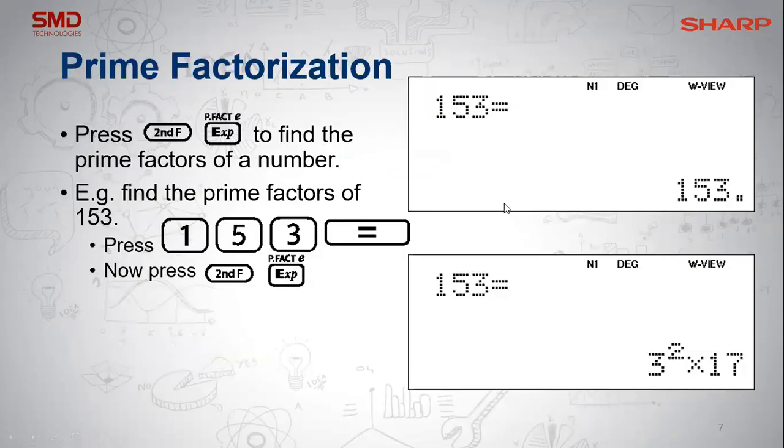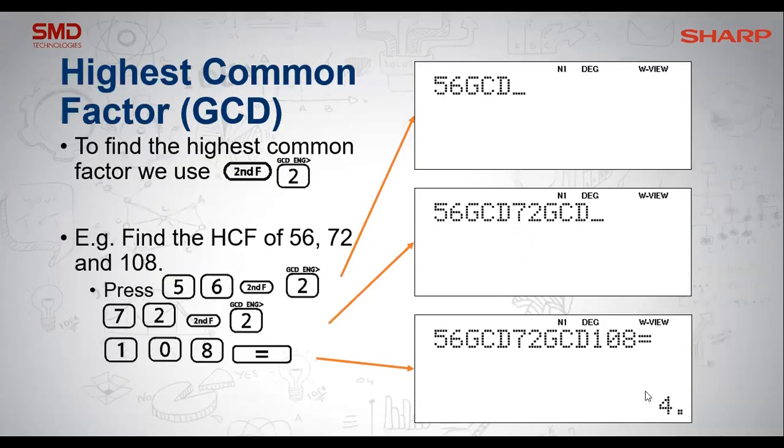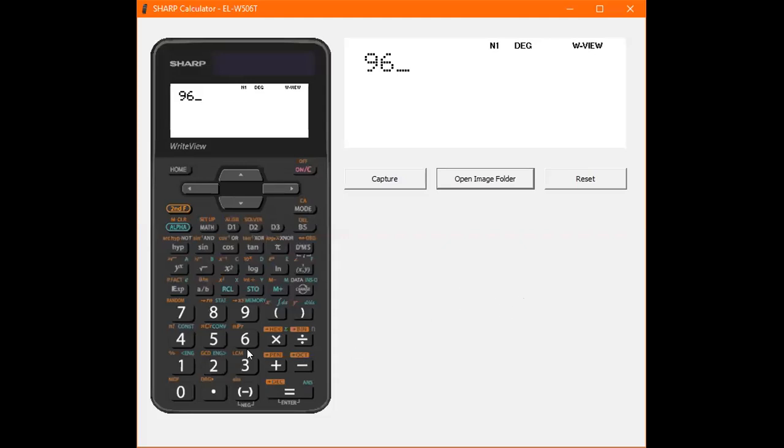So some cool new functions. You've all seen prime factorization before. It has now been added to the EL-W506, so I'm not going to do the example here with you. What I do want to show you the example for is the highest factor on your calculator. So say, for example, we have 54 and 72.